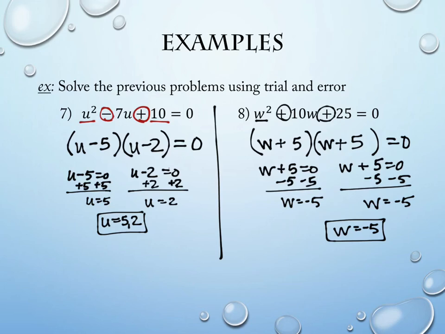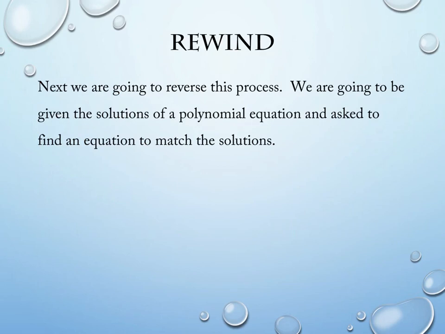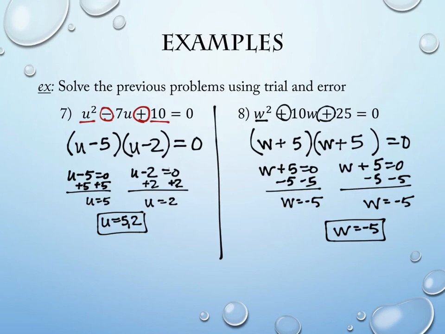Because you have choices. The last thing that we're going to do in this section is we're going to reverse the process. So we're going to take information and work our way back up the way that we came before. It would be like taking these equations and saying, on number 7, the solutions are 5 and 2. What's the polynomial? That's what we're going to do. On number 8, the solution is -5. What's the polynomial? And we're going to find the polynomial.